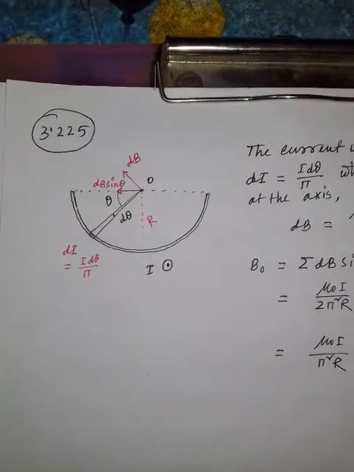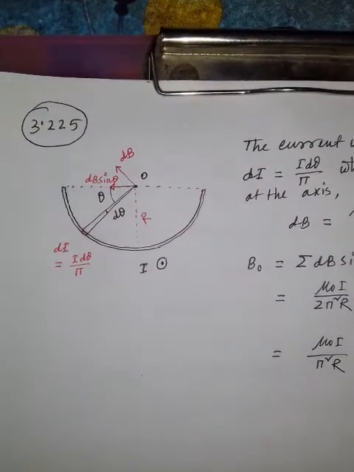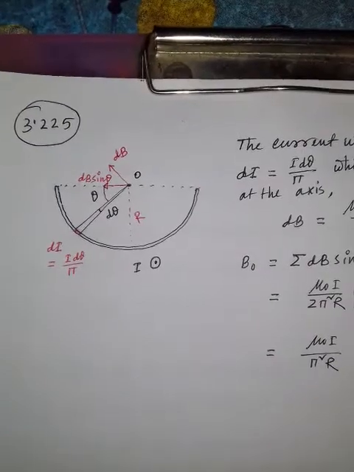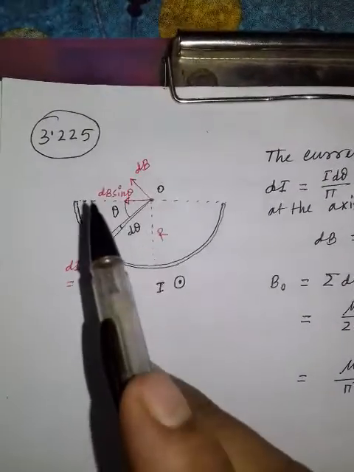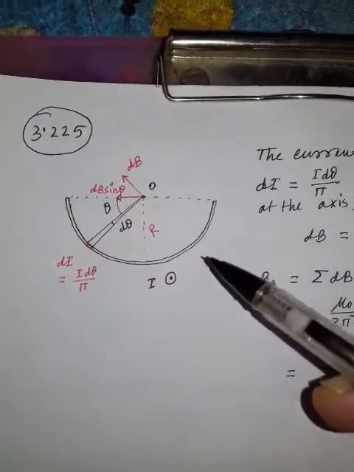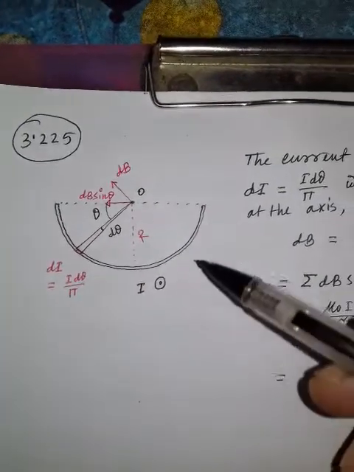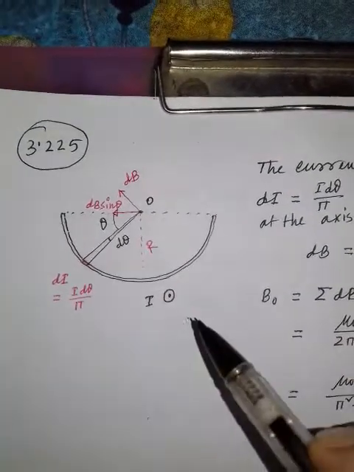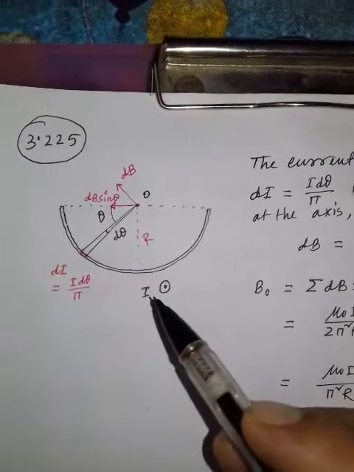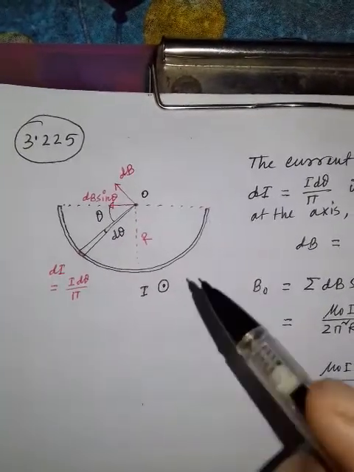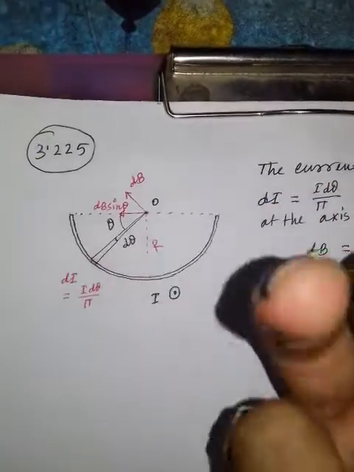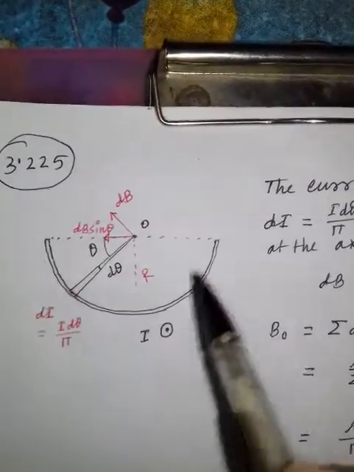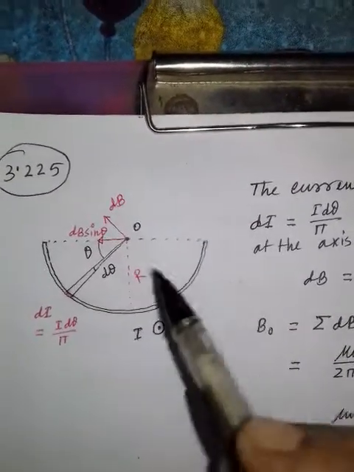Now we are going to solve Irodov's problem number 225 of the electrodynamics chapter. Here, this is a very long conductor having semicircular cross section. This conductor carries a current capital I. We take this current pointing out of the page. This is a cross section of the conductor.